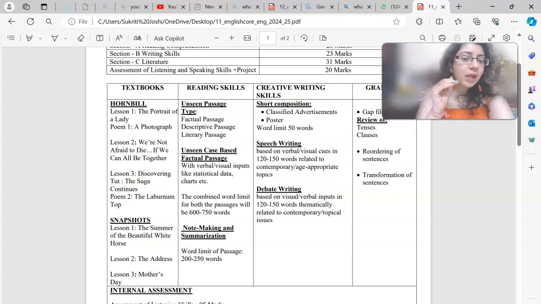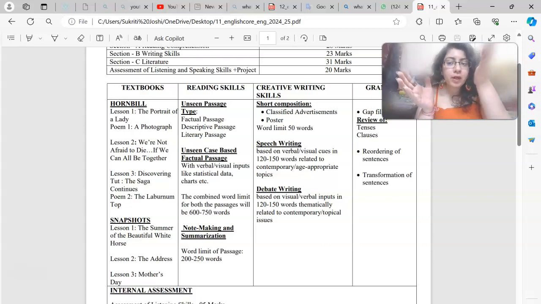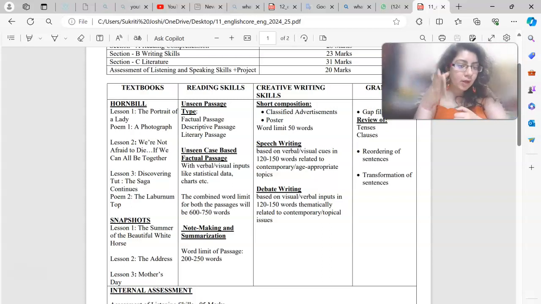Then we move on to the unseen case-based passage, in which you have to analyze and develop critical thinking skills, with competency-based questions. The factual passage would have verbal as well as visual inputs, like statistical data, charts, and so on. The combined word limit for both the passages will range from 600 to 750 words.